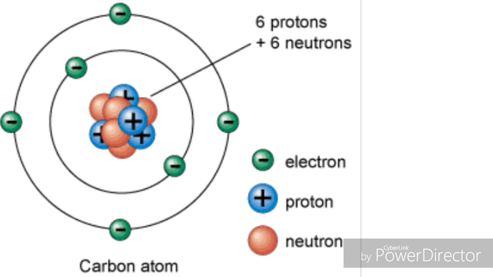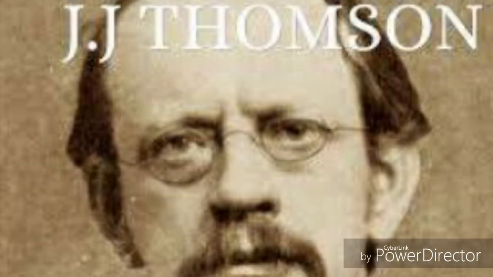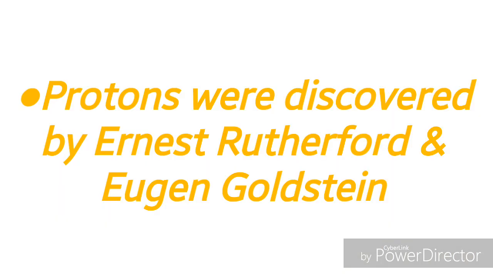Electrons were discovered by J.J. Thomson. Electrons are negatively charged energetic particles, and these electrons are solely responsible for different chemical reactions. The atoms of different elements, to attain stability, to attain octet, some atoms lose electrons and some atoms gain electrons.